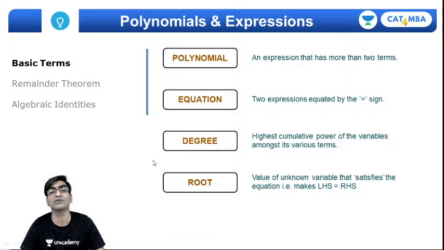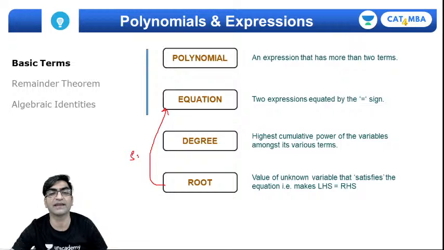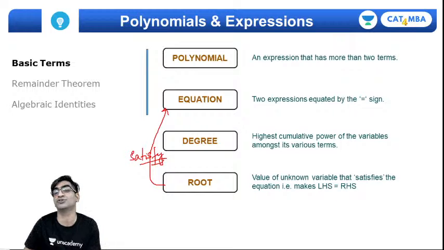So essentially a root is that value of the variable or variables that satisfies the equation. A root will satisfy an equation. And so what that means is that if I'm given a root, I can substitute it in and ensure that it makes the left hand side and right hand side equal. Okay.